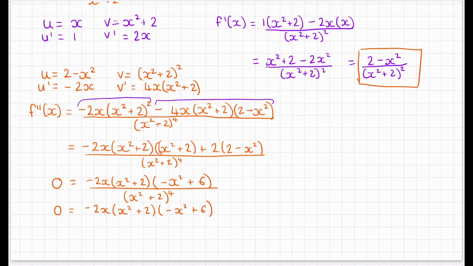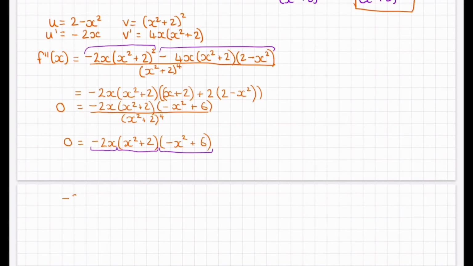For this to equal 0, either this part here, minus 2x, equals 0, or x squared plus 2 has to equal 0, or minus x squared plus 6 equals 0. If any of them are 0, then the whole equation will equal 0 because they're multiplying. So we know that minus 2x may equal 0, which means x equals 0 if we solve that, or x squared plus 2 can equal 0. Now if we look at solving this, we're going to get the square root of a negative number, which isn't possible, so that one will not work.